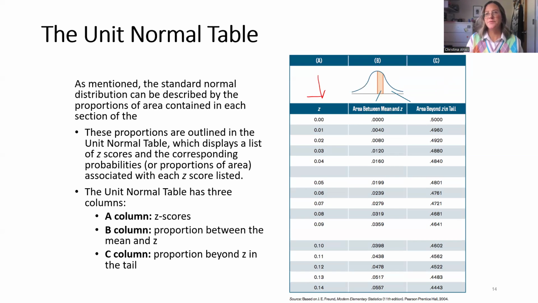Column C, it is this area. In column C, you'll notice that it's the area beyond z in the tail. If it's floating out in the middle, it's everything beyond that point. So there are these three columns, but your normal table, if you'll notice, has three more columns, and then three more, because it has a running log.